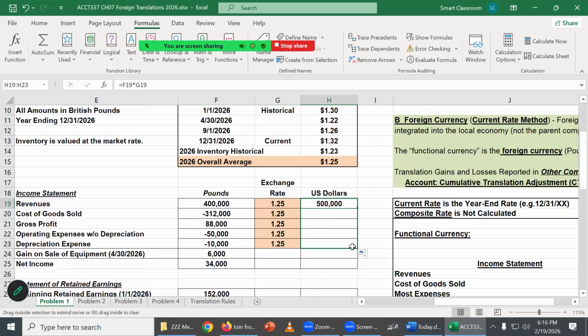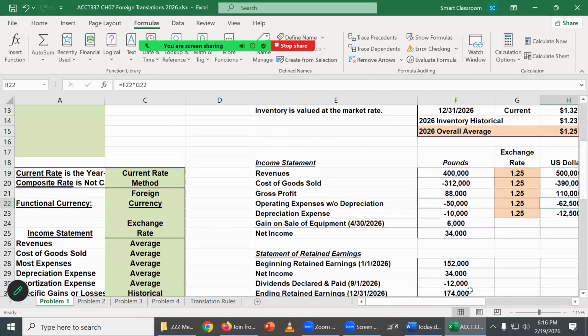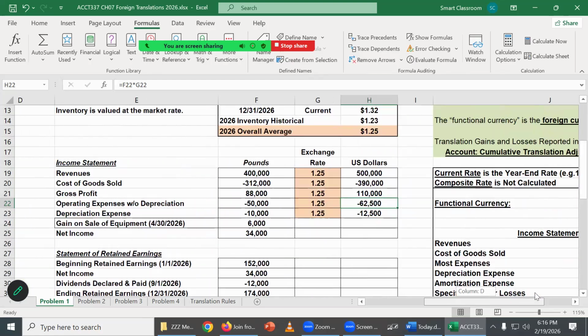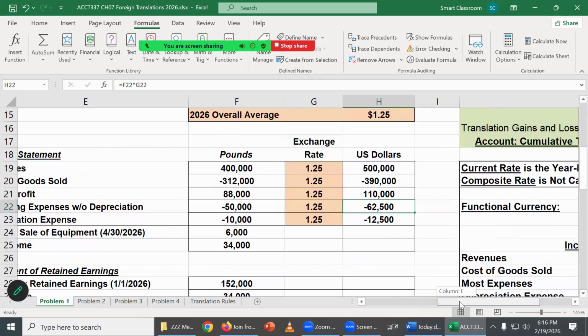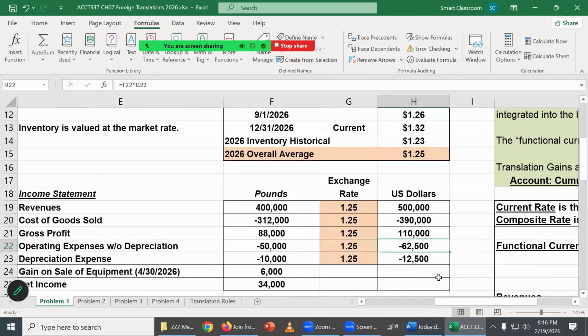Can I just drag this? Hey, I can. Let me zoom in so you guys can see it. So we just put everything in at the average cost. I'll read them out to you. Say revenues are 500,000. Cost of goods sold is negative 390.